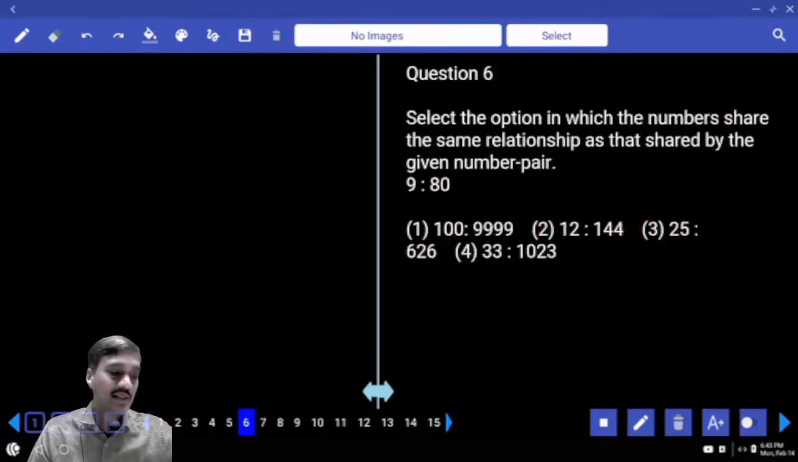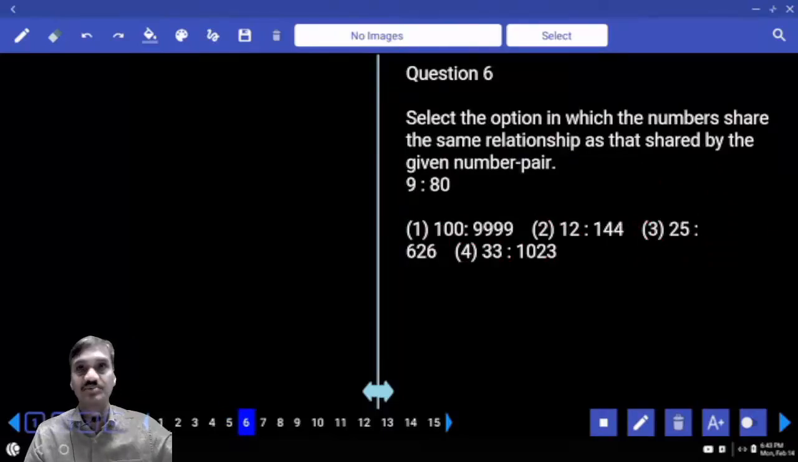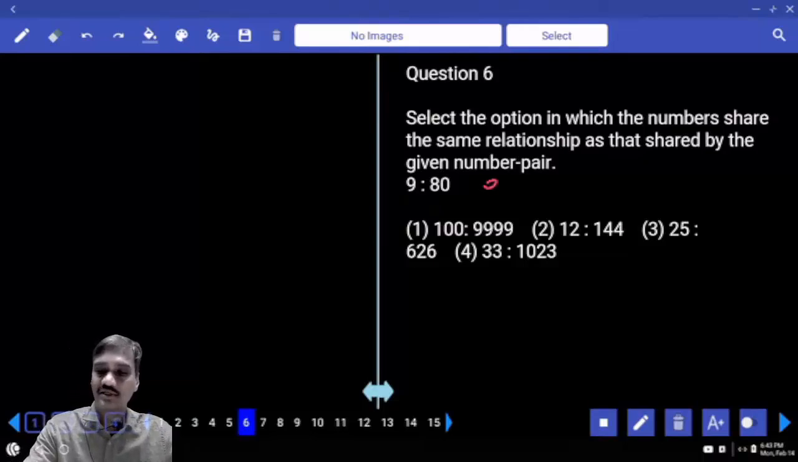Then sixth one, 9 and 80. 9 and 80 can be written as 9 square minus 1. And similarly 100 square minus 1 is 9999. And what is your answer? Choice 1. N square minus 1.